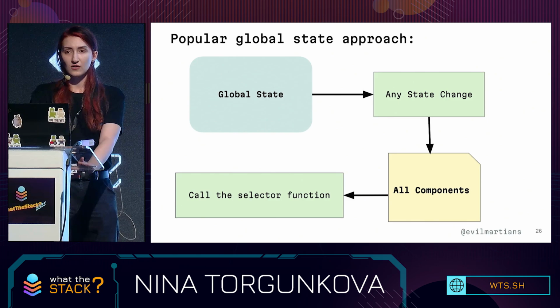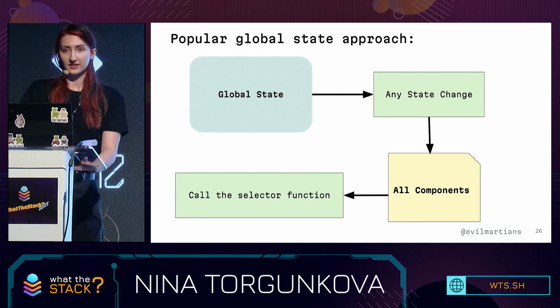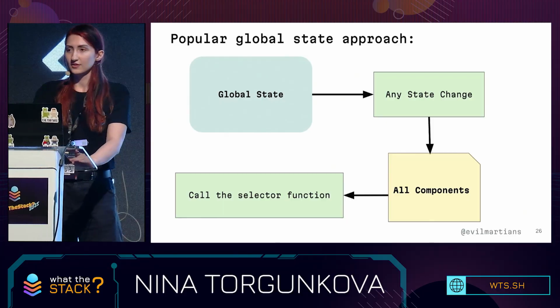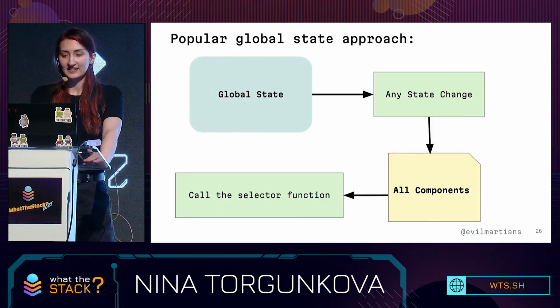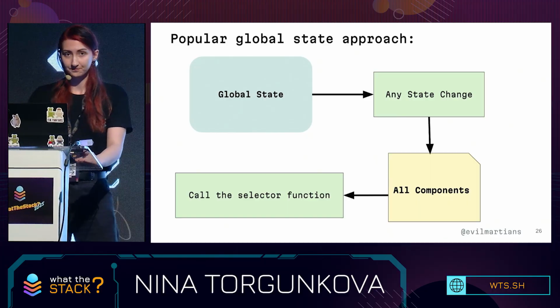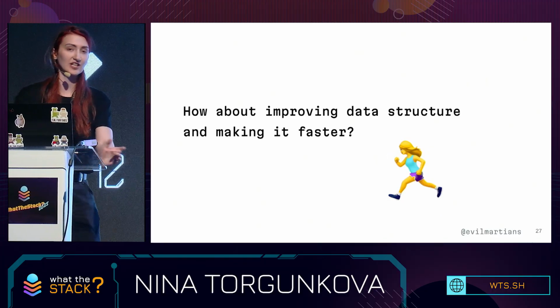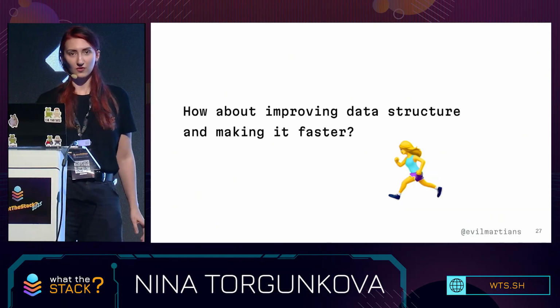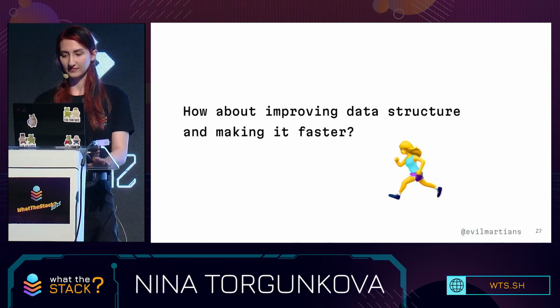For example, all the components need to call the selector function on every state change. And also our chunk may contain data that is not currently used on a user's page. So let's try to optimize it a bit, make it faster, and use only the needed data.